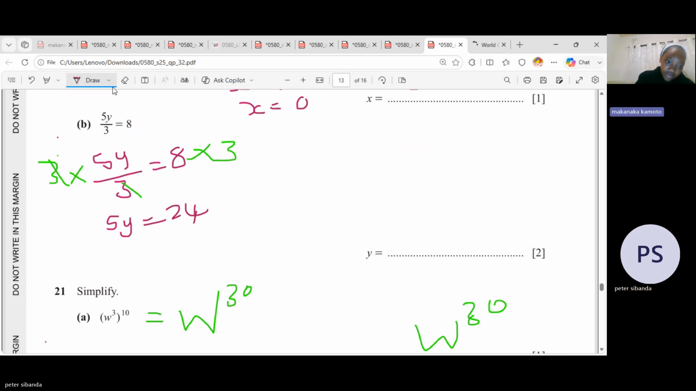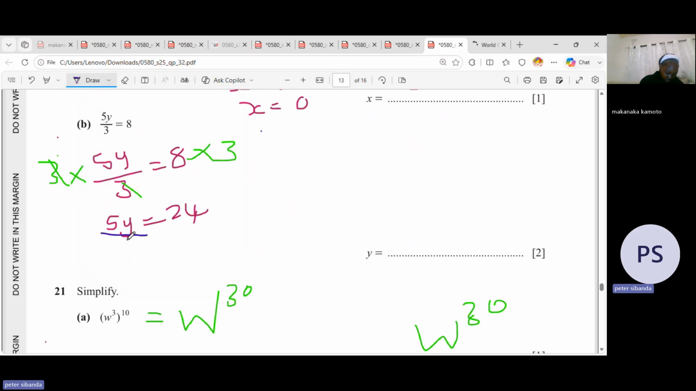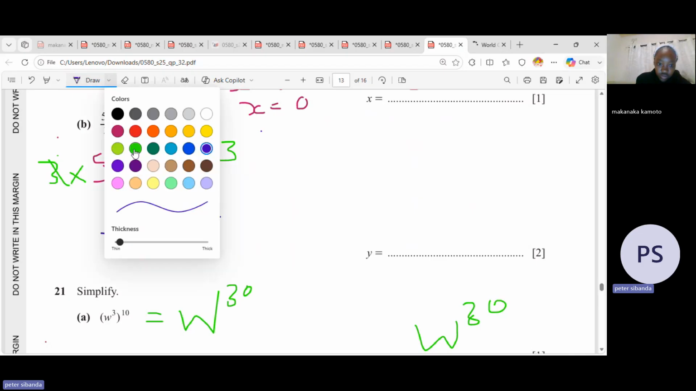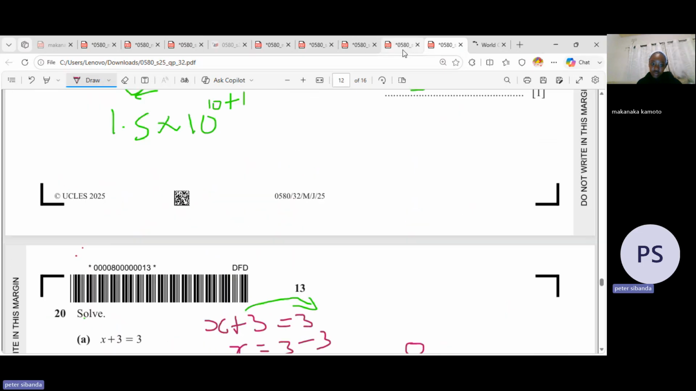Dividing by 5, both sides. So if I divide here by 5 and I divide here by 5, obviously this 5 and this 5 cancel out. You have your calculator there. y is going to be equal to 4.8. Easy stuff.